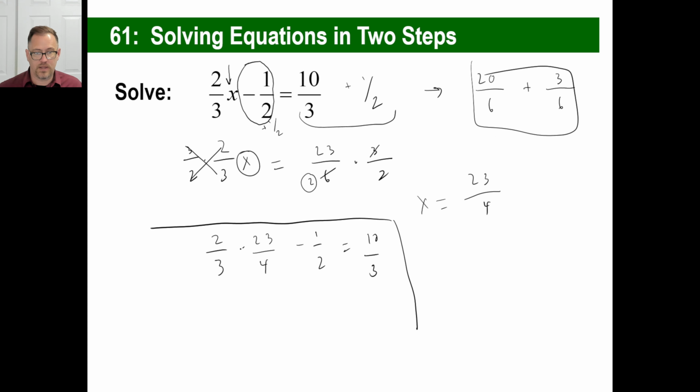Well, let's do it. 2/3 times 23/4. Let's see, that goes away, and that's going to be a 2, right? So that's 1 times 23. 3 times 2 is 6. So 23/6 minus a half. Let's just make this into a common denominator. A half will be 3/6. Okay. So 23/6 minus 3/6 is 20/6, right?